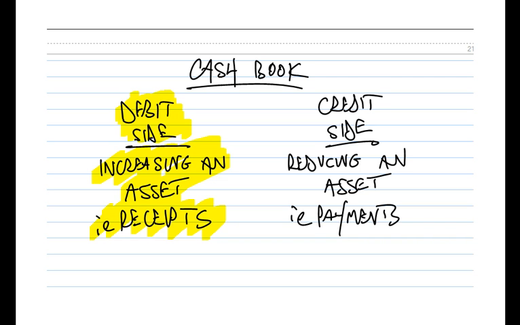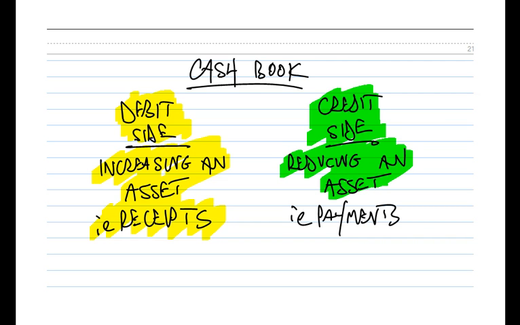On the other side of the cash book, on the credit side, credits will be reducing an asset. So the credit side of the cash book is where we're making payments. So perhaps we're writing a check to a supplier, and if we make that payment, that's going to reduce the amount of cash we've got. So just firstly be aware, debit side is the receipts that we're getting, the credit side is the payments that we're making.